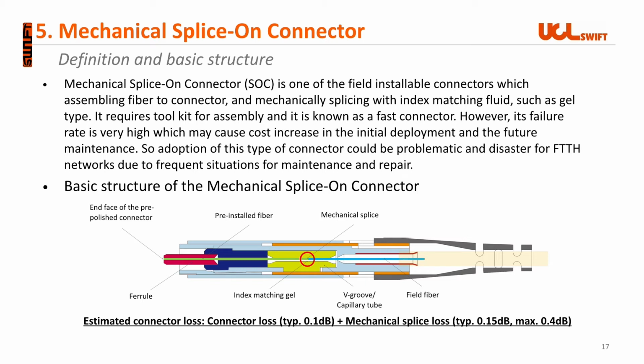However, its failure rate is very high, which may cause a cost increase in the initial deployment and future maintenance. So adoption of this type of connector could be problematic and a disaster for FTTH networks due to frequent situations for maintenance and repair. Estimated connector loss for mechanical SoC is about 0.5 dB, which includes connector loss and mechanical splice loss.